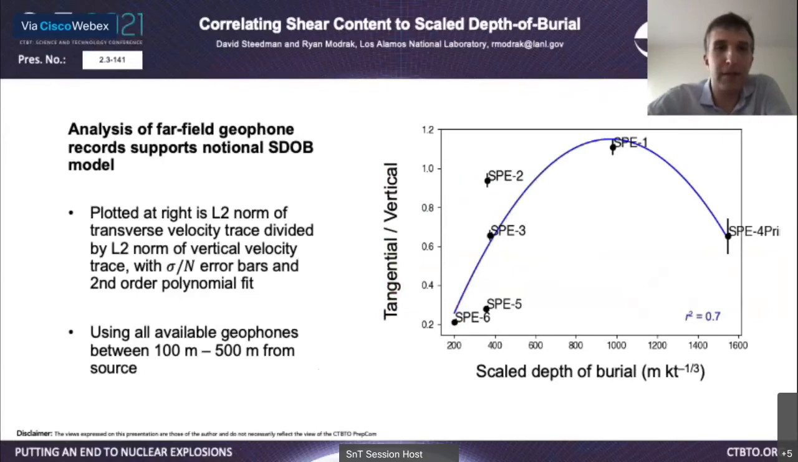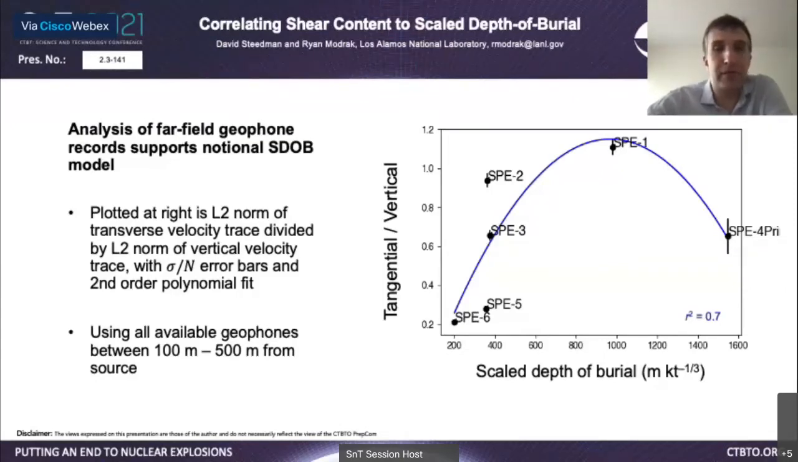As we have seen, support for this notional model from near-field data is fairly strong. To further test the model, we also looked at far-field data. To this end, we analyzed geophone records from up to 0.5 kilometer away, roughly 30 times further from the source than the accelerometer records shown previously. In the figure at right, we are plotting a single transverse over vertical ratio for each event. Each of these data points was obtained by averaging over all the available geophones for the given event.